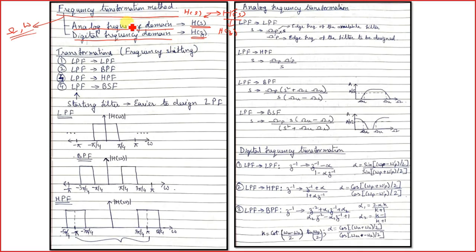Whereas in the second case, if you want to apply the frequency transformation in the digital frequency domain, then initially you will be getting H(s), then you have to apply either bilinear transformation method or impulse invariant method to get into the H(z) domain, digital domain, and then you may apply the digital frequency transformation to get H(z), which should be the required transfer function of the filter which you want to design.